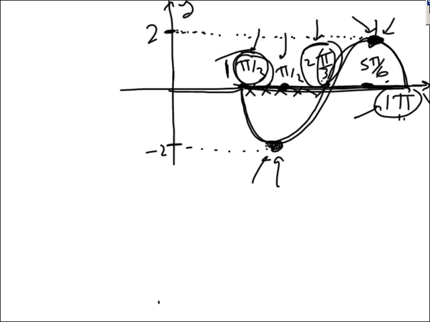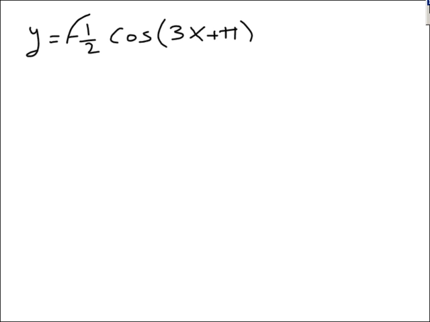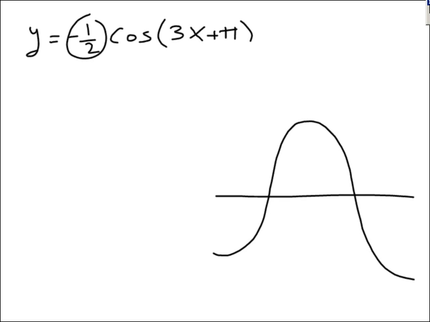Let's try one more, please. Suppose you were asked to graph y is equal to -1/2 cosine of 3x plus pi. Okay. Since it's a negative number in front, I draw my cosine graph upside down. There it is. Graph is done. The lowest value should be the same though, the same height.